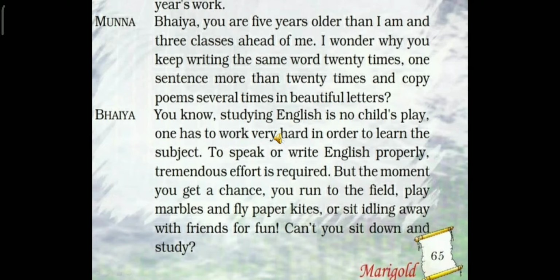Now, hearing this, Munna says, Bhaiya, you are 5 years older than I am and 3 classes ahead of me. As we already saw in the beginning of the chapter, Munna is 9 years old and Bhaiya is 14 years old. So if you do the subtraction, you'll get 5. So the age difference between these two boys is 5 years. So what is he saying? That Bhaiya is 5 years older than him and still he is only 3 classes ahead of him. He should be 5 classes ahead, every year for each class. But in this case, Bhaiya is 3 classes ahead.